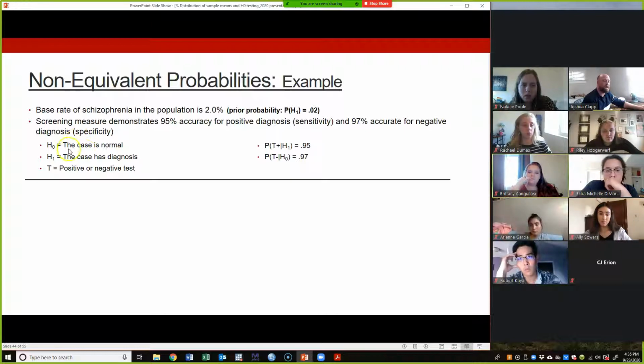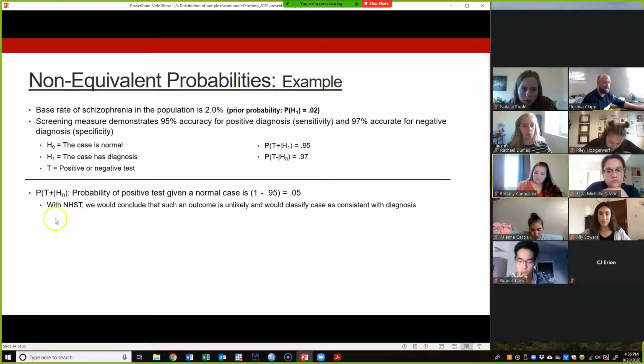And so if we do a little bit of notation. Here, our null H0, the case is normal. You don't have schizophrenia. H1, the case has schizophrenia. T is our positive or negative test. And our sensitivity, the probability of a positive test given a case of schizophrenia, is 95%. The probability of a negative test given a non-case is 97%. This is really good, right?